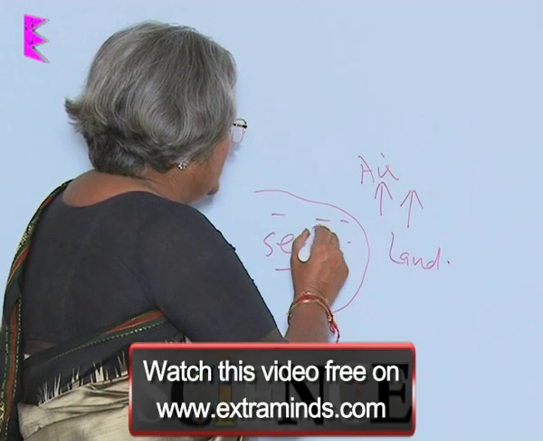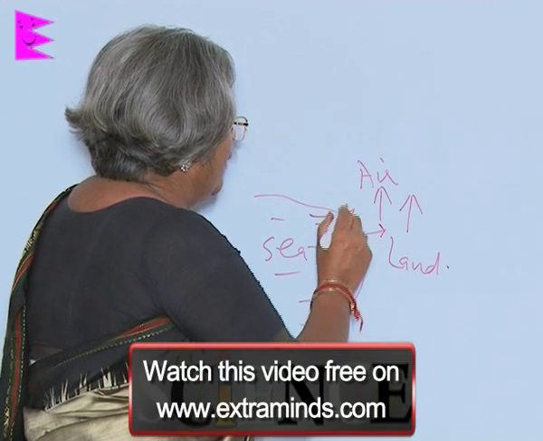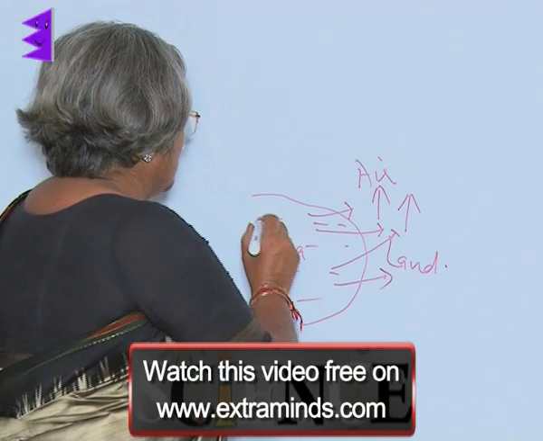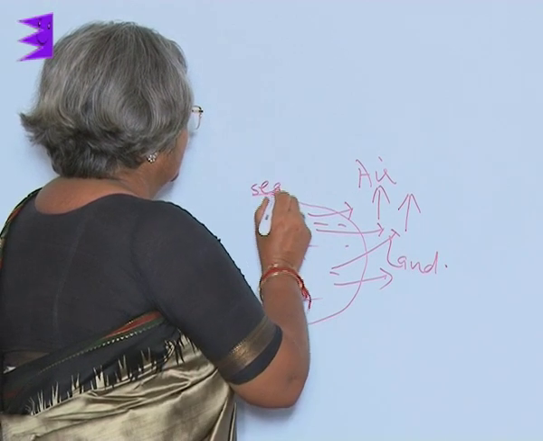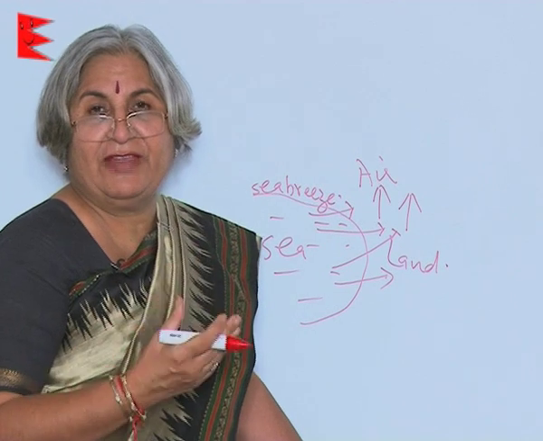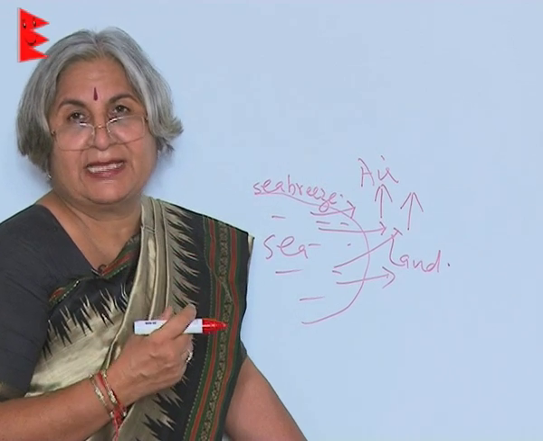Now to cover up this, wind from the sea blows towards the land, and this is called sea breeze, and that is why we feel cold breeze coming from the sea.